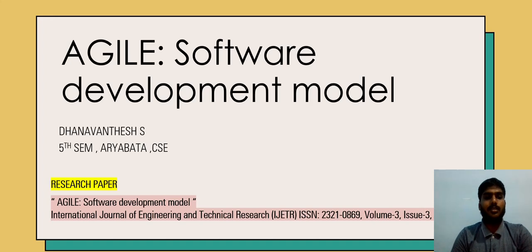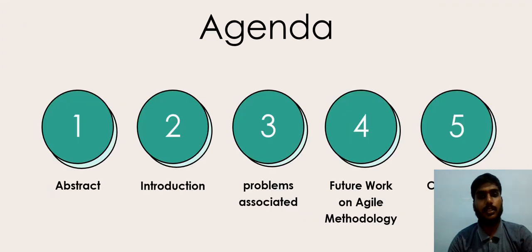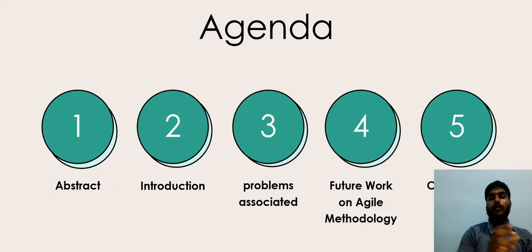This is Dhanvantesh. We have referred to the research paper on the Agile software development model, from the International Journal of Engineering and Technical Research. The ISSN code is 2321-0869. What we have discussed in the research paper, I'm going to explain briefly in this video.